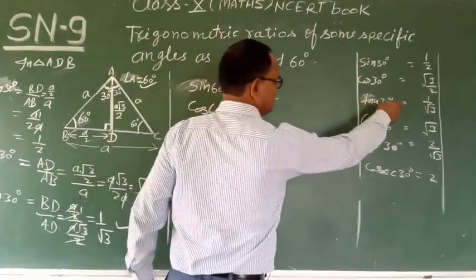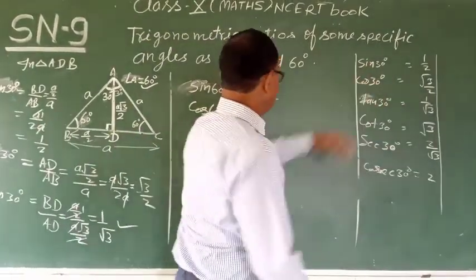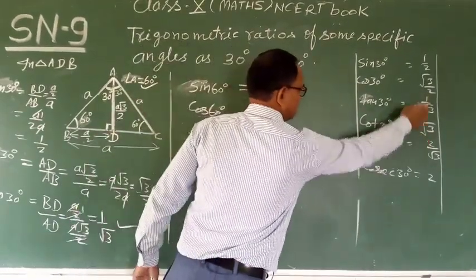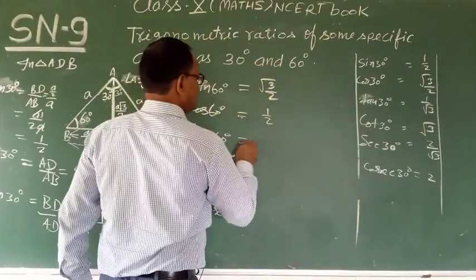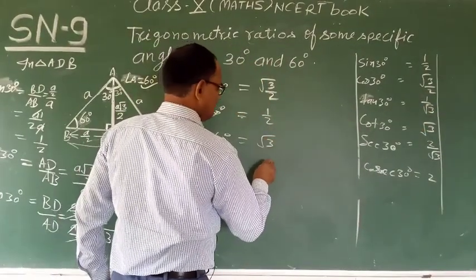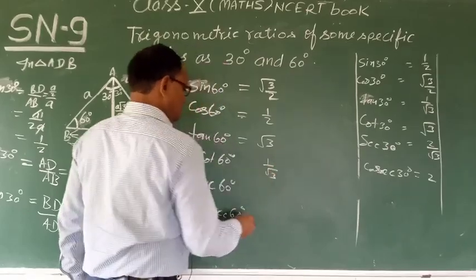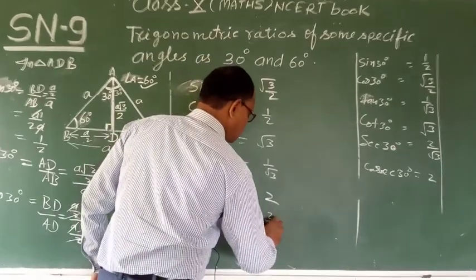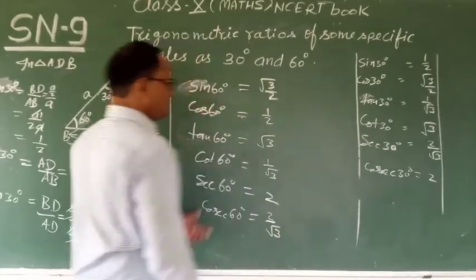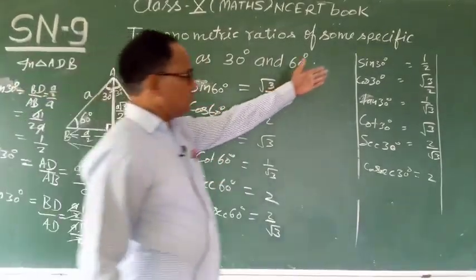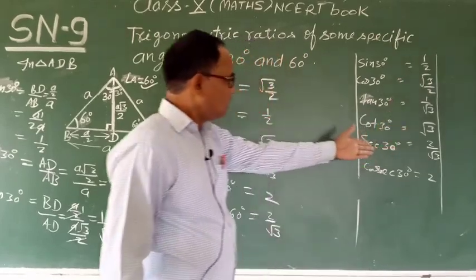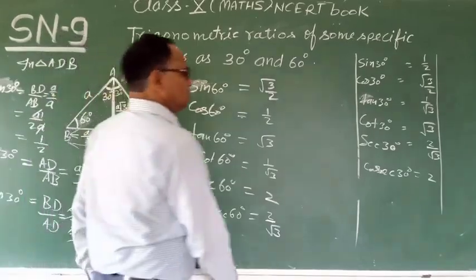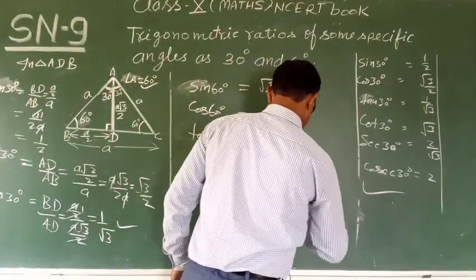But we write here the opposite of 30 degree values. Here 1 by 2 and root 3 here, and 1 by root 3 here, root 3 and here 1 by root 3. Here this value is 2 and this value is 2 by root 3. Okay student, so these 30 degree values are opposite of the 60 degree values. So you learn this concept well.